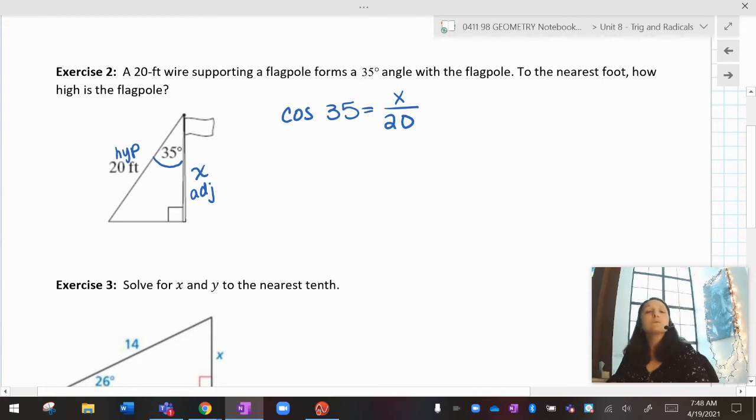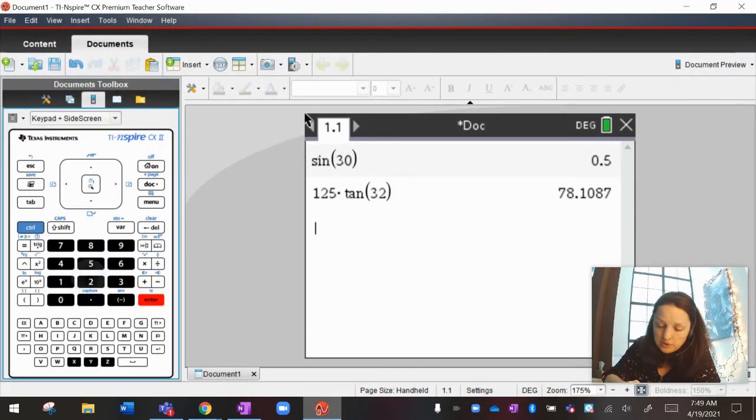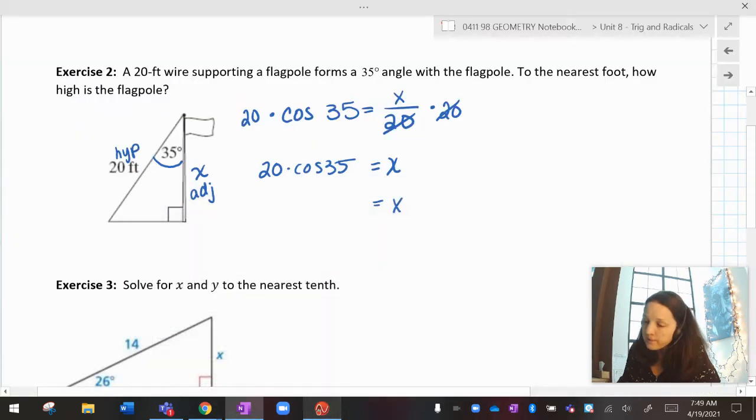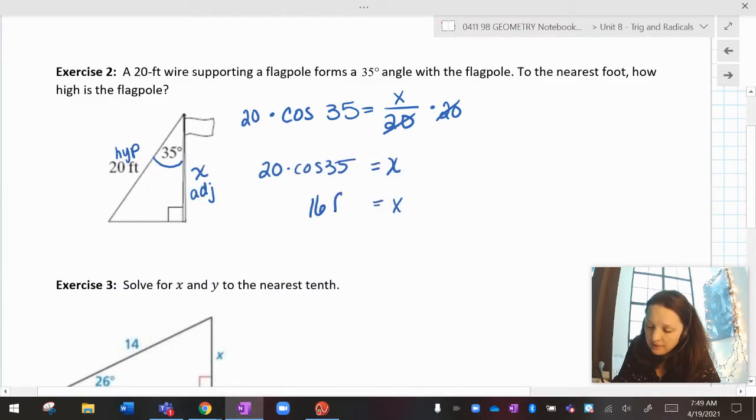So anyways, cosine 35 equals x over 20. Well, I've got to solve for x. x is being divided by 20, so I'm going to multiply by 20. Those cancel, and I get x equals 20 times cosine 35. I will put that in the calculator: 20 cos 35 is 16.383. It says to the nearest foot, so if I round to the nearest whole number, that would be 16 feet.